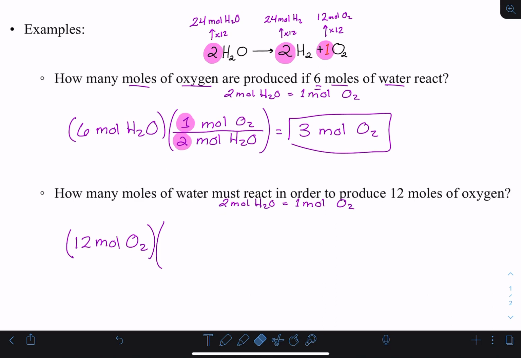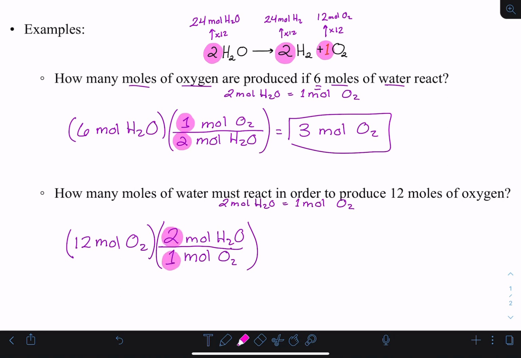That we did before, that 2 moles of water produces 1 mole of oxygen. But now we want moles of oxygen to cancel, so that's going to go on the bottom. And moles of water is the unit we're looking to end up in, so that's going to go on the top. The coefficient for water is 2, so the 2 goes wherever you put moles of water. The coefficient for oxygen is 1, so that goes along with moles of oxygen in our denominator.